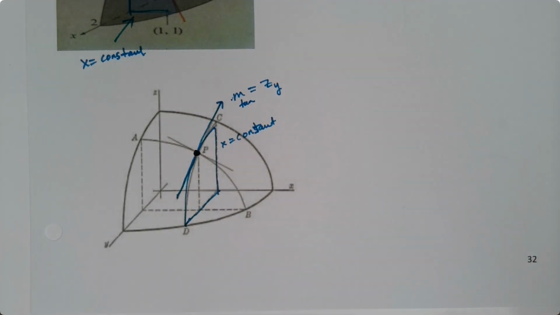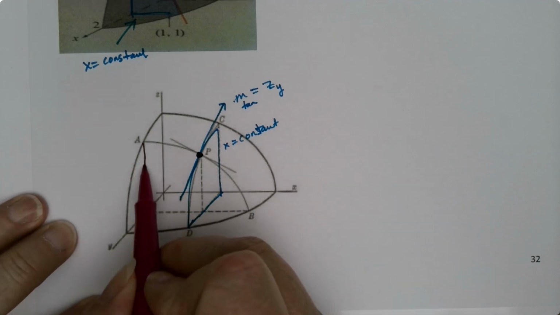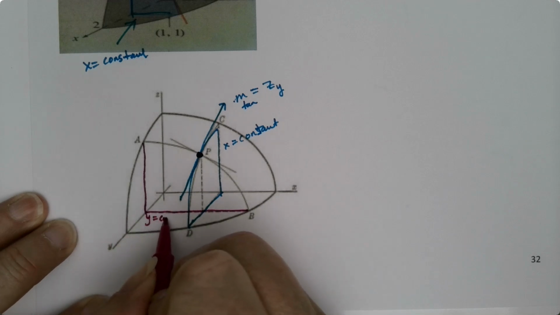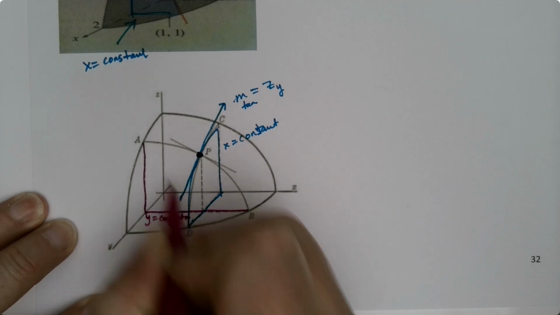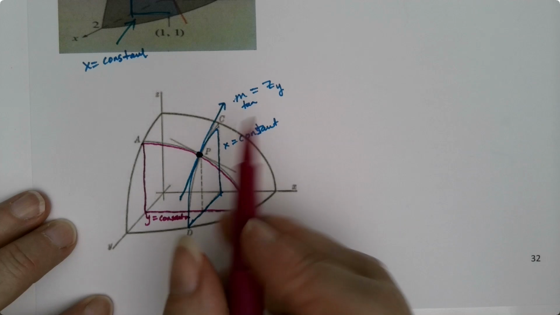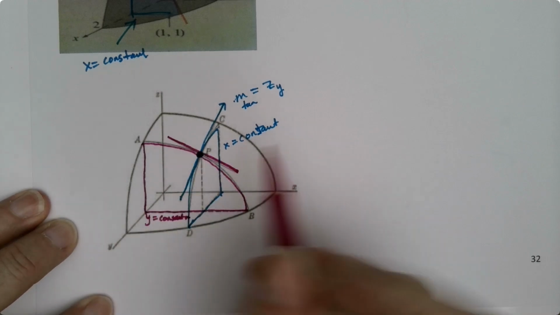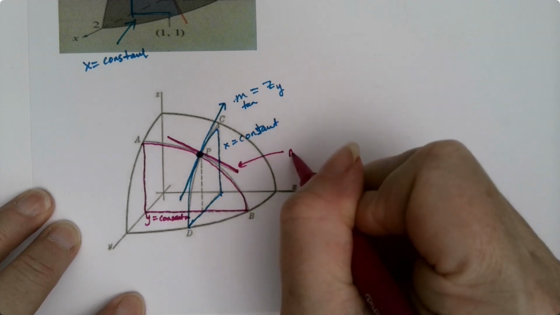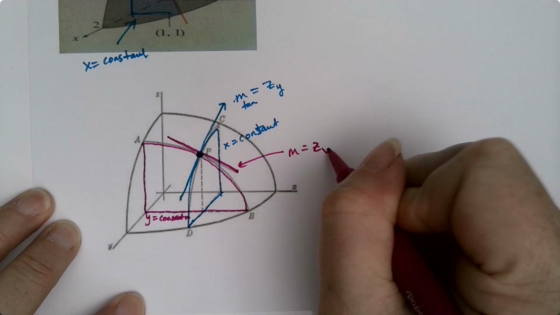Okay, then there's the other one. So if you cut into it with y equals a constant, right? So here's y equals constant. You can see it's got this kind of picture right here. That gets you this line right there. And that line has a slope that is z sub x.